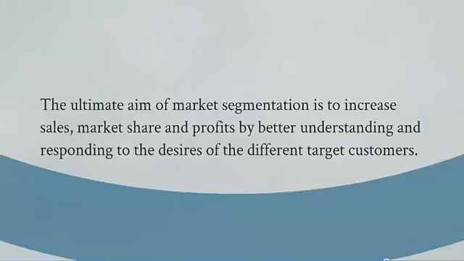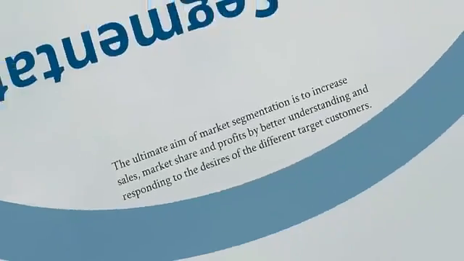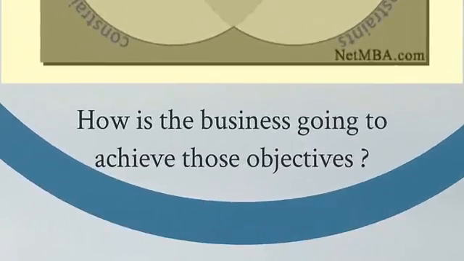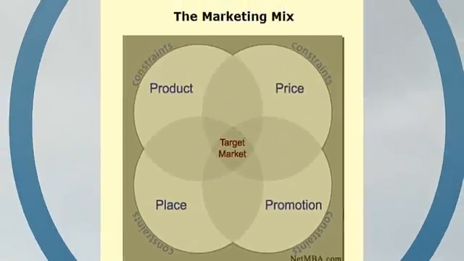Once we've identified all this, we're ready to go to the next stage, which is developing market strategies. This is done by looking at the elements of the marketing mix. How is the business going to achieve objectives within the research of the market, identification of target customers, and their attributes? Let's look at the diagram. You'll note that in the middle of the diagram, we've got the target market. That's what we've been doing all this work for.